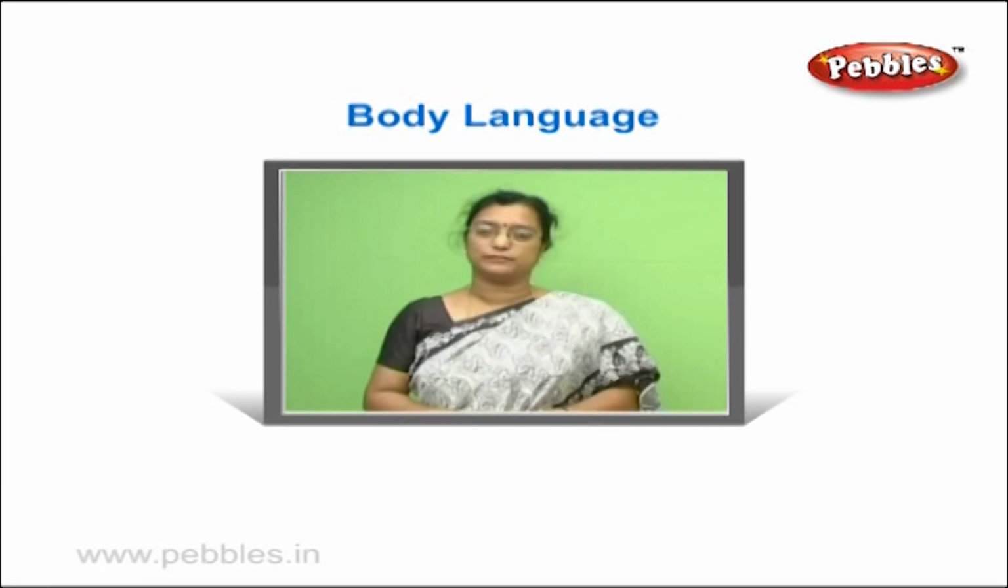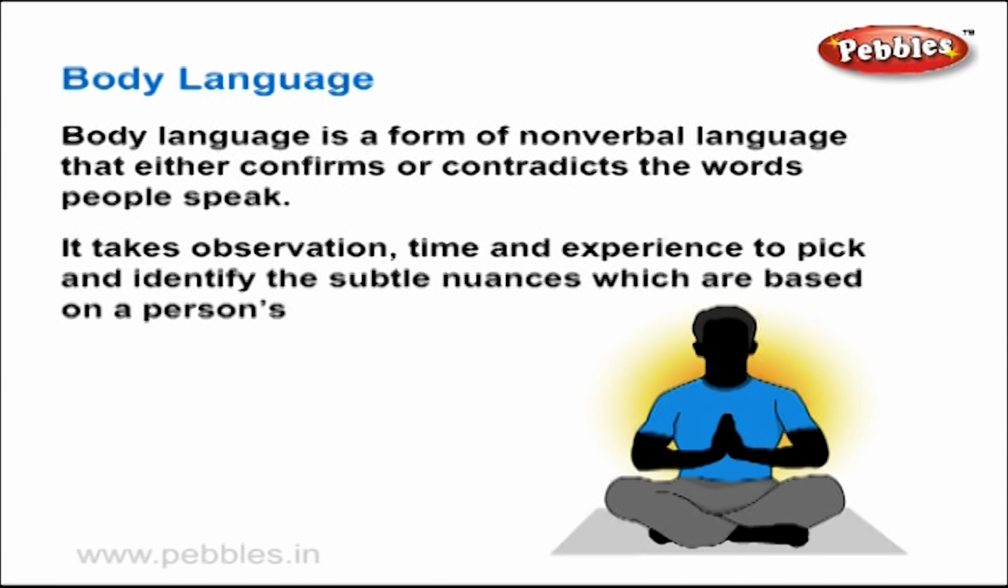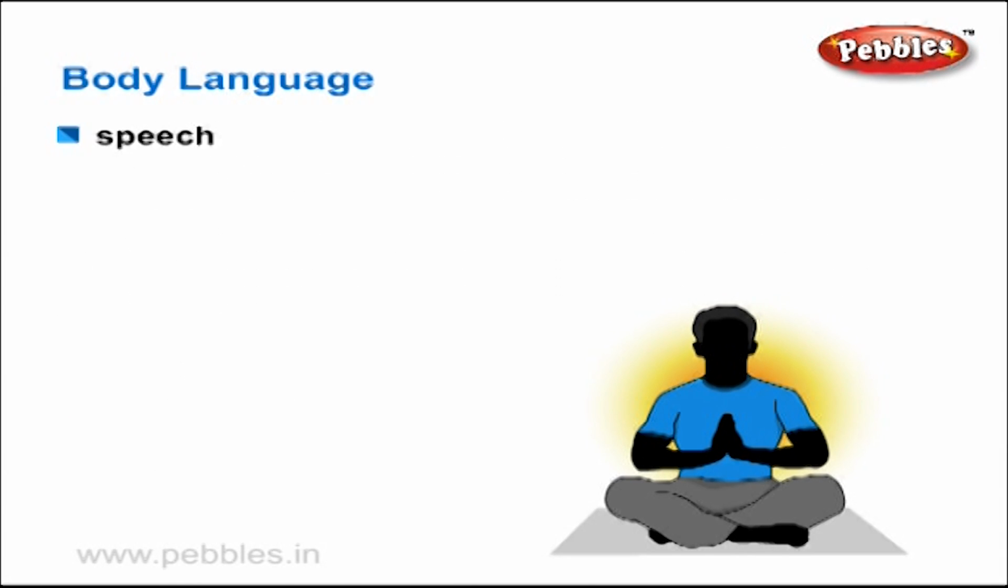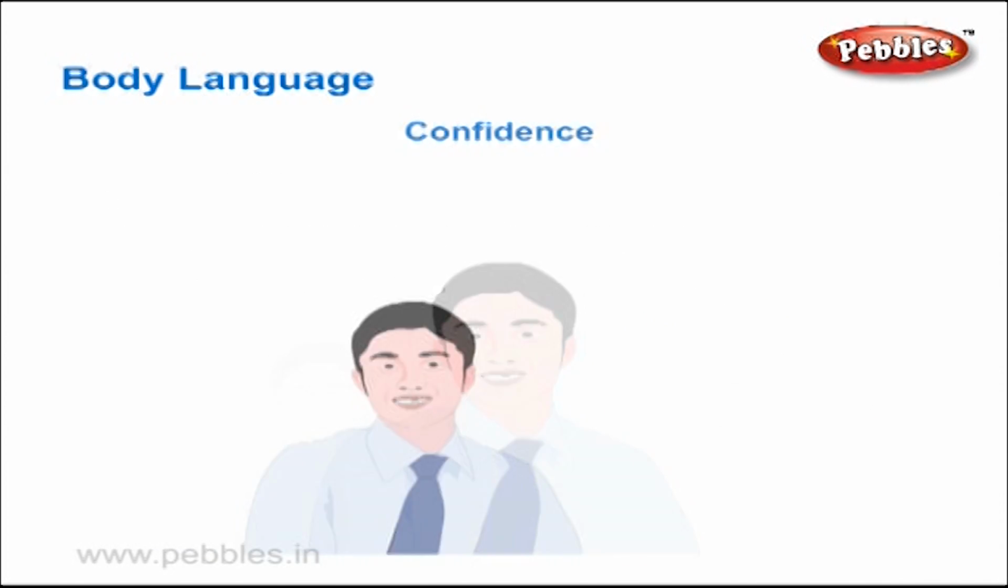fall in this category. Body language is a form of nonverbal language that either confirms or contradicts the words people speak. It takes observation, time, and experience to pick and identify the subtle nuances which are based on a person's posture, eye contact, hand gestures, speech, tone of voice. Given here are some of the most common signs and signals that tell you more about a person's feelings.